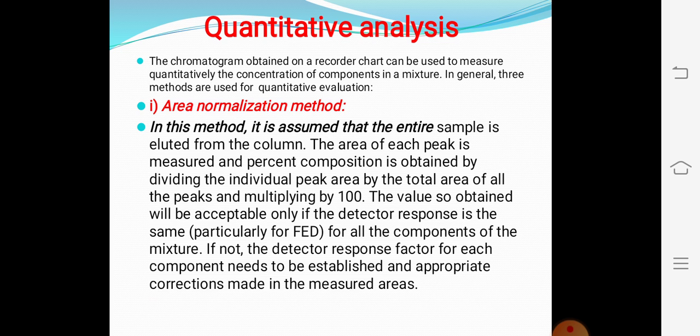The chromatogram obtained on the recorded chart can be used to measure quantitatively the concentrations of components in a mixture. In general, three methods are used for quantitative evaluation. First is the area normalization method. In this method, it is assumed that the entire sample is eluted from the column and the area of each peak is measured, and percentage composition is obtained by dividing the individual peak area by the total area of all the peaks and multiplying by 100.